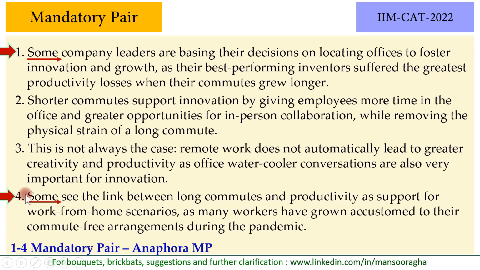But because I've already found that 2 is to be followed by 1, 4 can only come after that, which means now I have a clear mandatory sequence which says 2, 1, 4 is to be the sequence. Here 1, 4 is a mandatory pair. Let's solve it further.